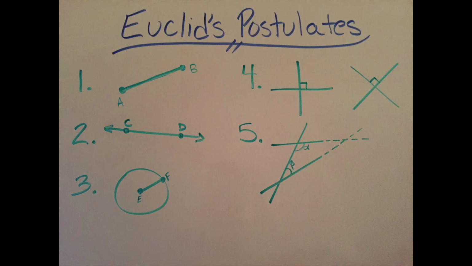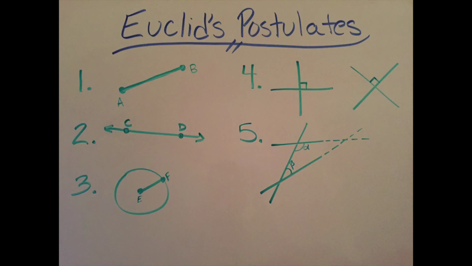Euclid's first postulate states a straight line segment can be drawn by joining any 2 points. Euclid's second postulate states any straight line segment can be extended indefinitely in a straight line. The third postulate says, given any straight line segment, a circle can be drawn having the segment as radius and one endpoint as center. His fourth postulate states, all right angles are congruent.